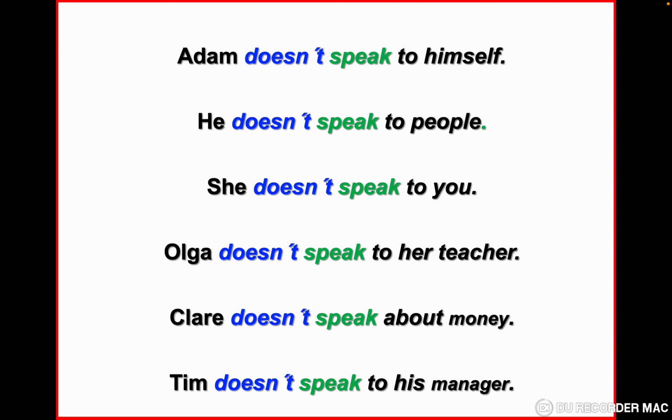So Adam doesn't speak to himself. He doesn't speak to people. She doesn't speak to you. Olga doesn't speak to her teacher. Claire doesn't speak about money. Tim doesn't speak to his manager.